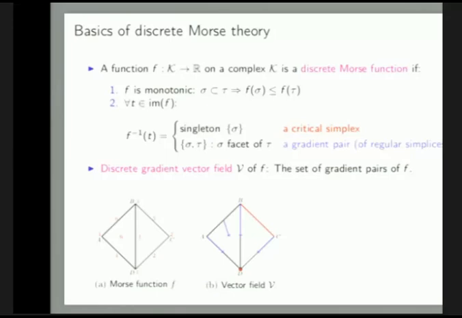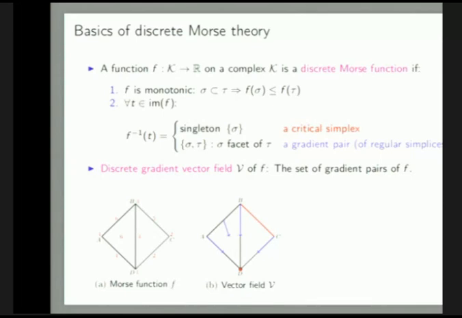Let me start with the basics of discrete Morse theory. Now, the definition here is not the one that you'll find in Robin Forman's original papers. This is a slightly modified version of the definition, but it's equivalent. It's just more elegant and easy to use. A function f on a complex K is a discrete Morse function if two conditions are satisfied.